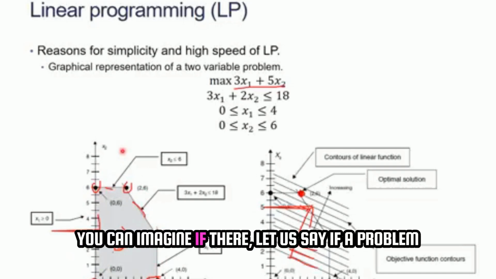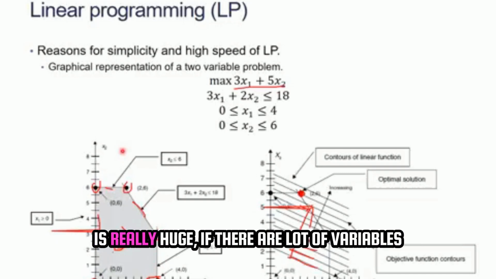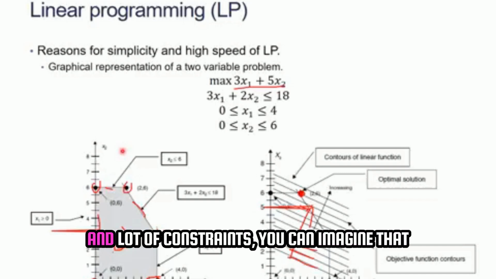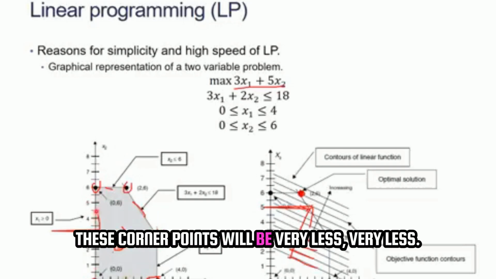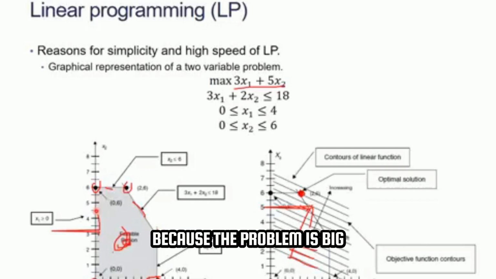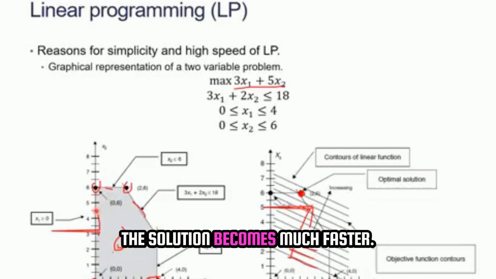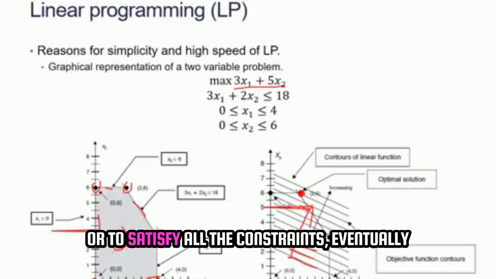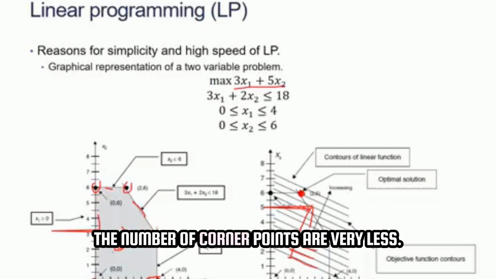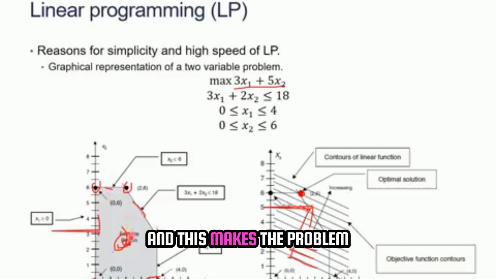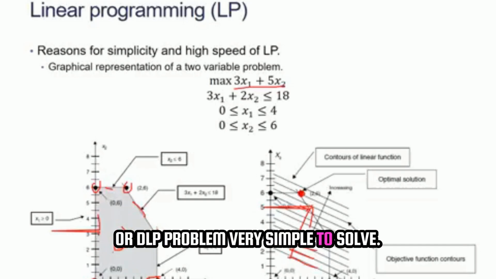And if you can imagine, if a problem is really huge, with a lot of variables and a lot of constraints, you can imagine that these corner points will be very few. Why? Because the problem is big and there are a lot of constraints. If there are a lot of constraints, the number of corner points becomes very small, and even the solution becomes much faster. To satisfy all the constraints, eventually the number of corner points is very small, and this makes the LP problem very simple to solve.